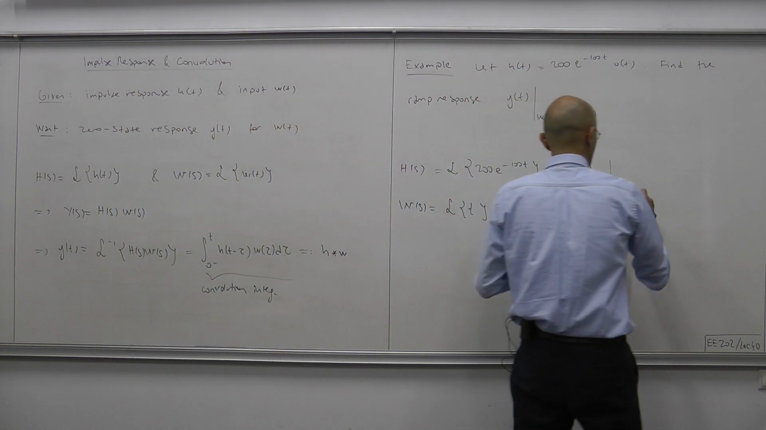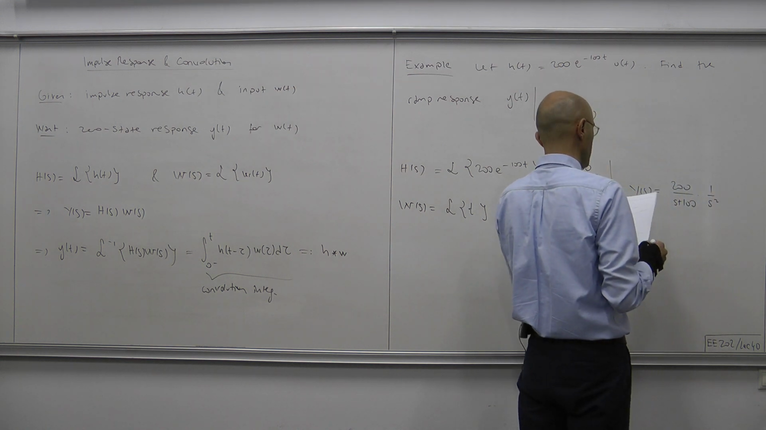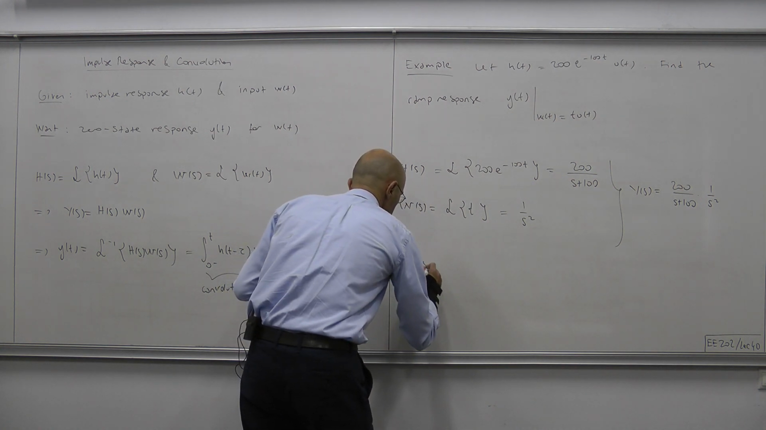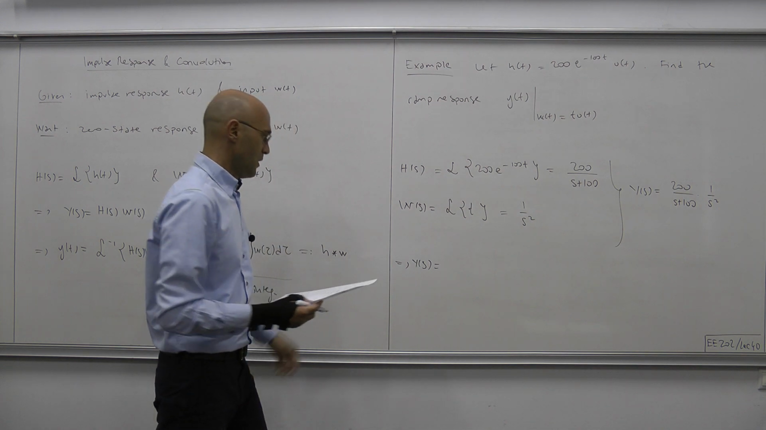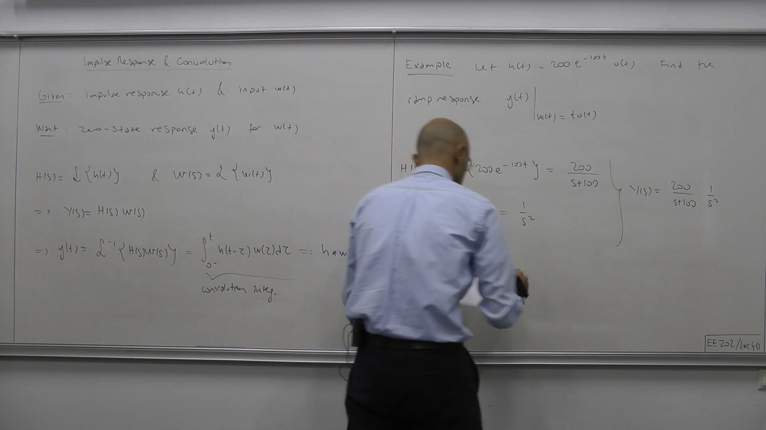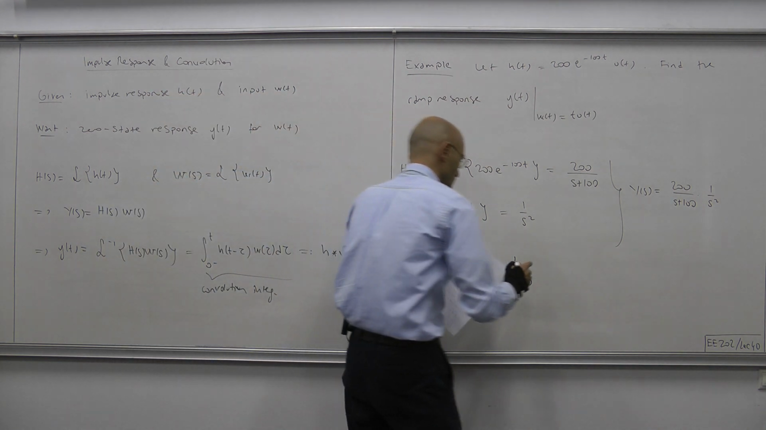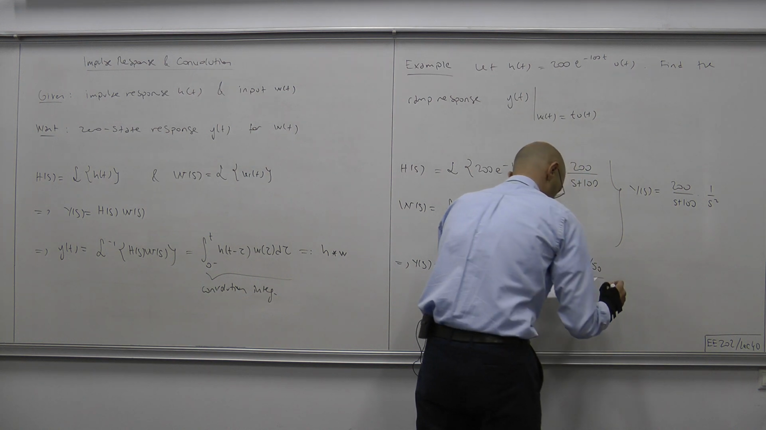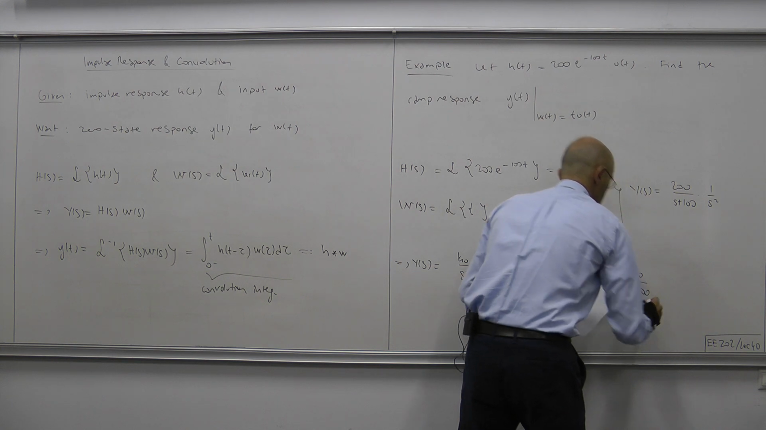Okay, now here we have y of s equals the product of 200 over s plus 100 times 1 over s squared. So that means we have a pole at minus 100 and a double pole at 0. So y of s can be written as a sum of three terms: k10 over s squared plus k11 over s plus k2 over s plus 100. And these residues can be computed to equal 2 over s squared plus minus 1 over 50 s plus 1 over 50 over s plus 100.